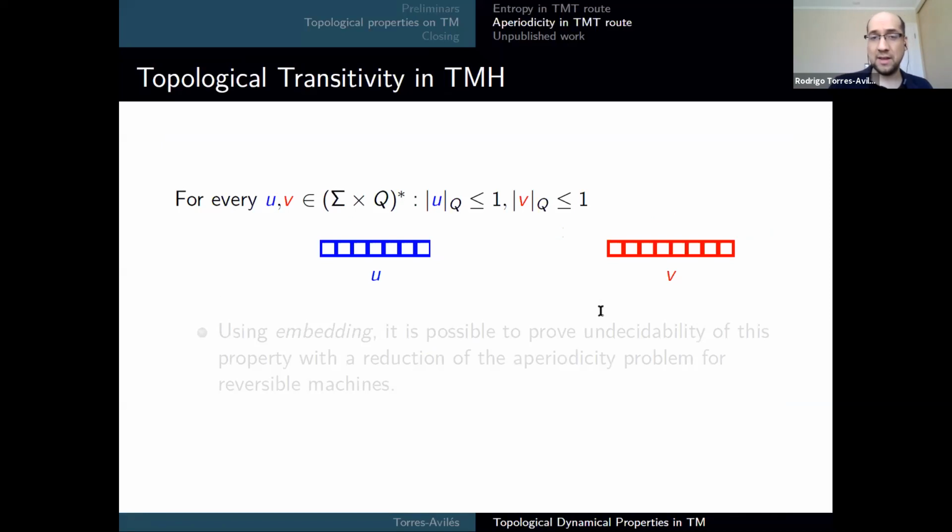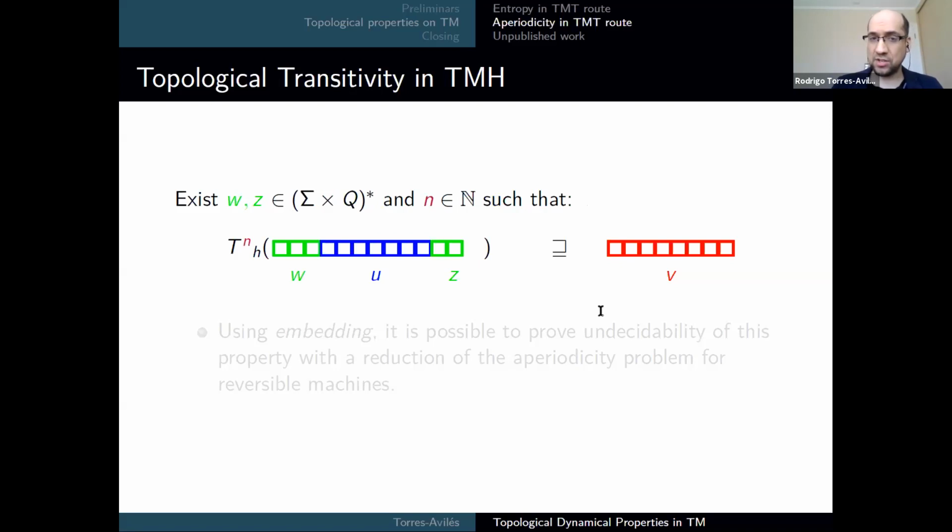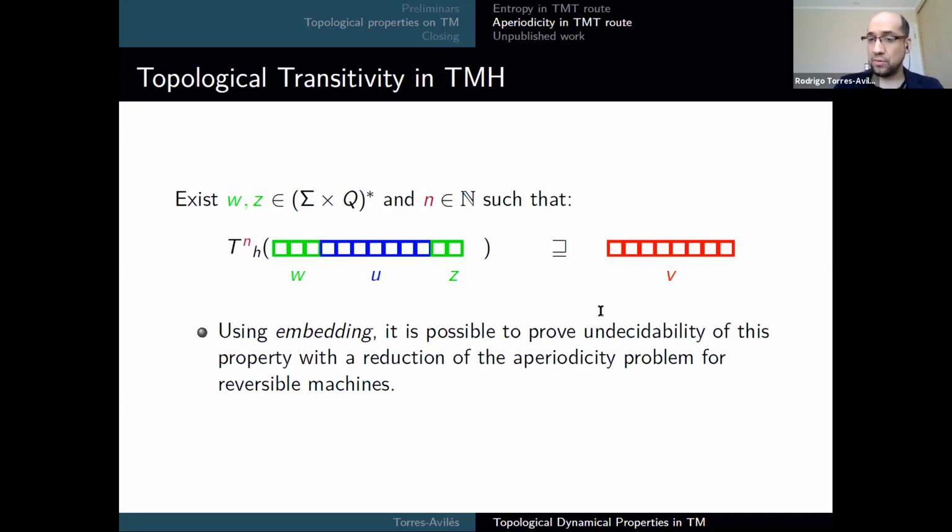What is topological transitivity? If we have two finite configurations, that is, finite words in the language of TMH, A and B, there always exists a completion of the first configuration, W and C, and a time n such that the evolution of the Turing machine at time n of this new configuration will contain the second finite configuration B. With the embedding technique, it is possible to prove the undecidability of topological transitivity using a reduction from the aperiodicity problem for reversible and incomplete Turing machines of Kari and Ollinger.